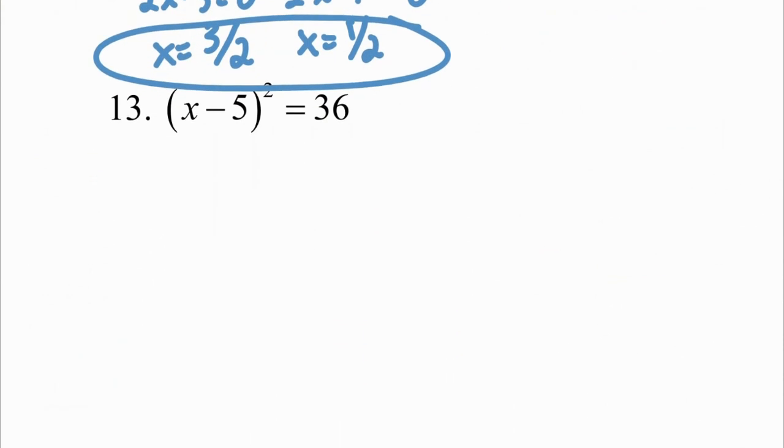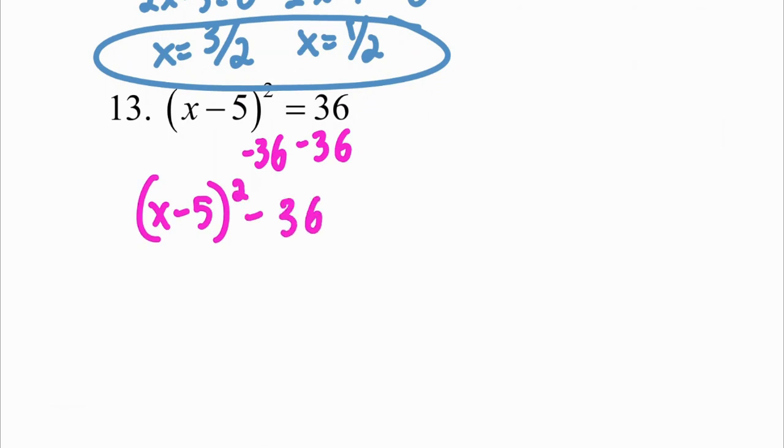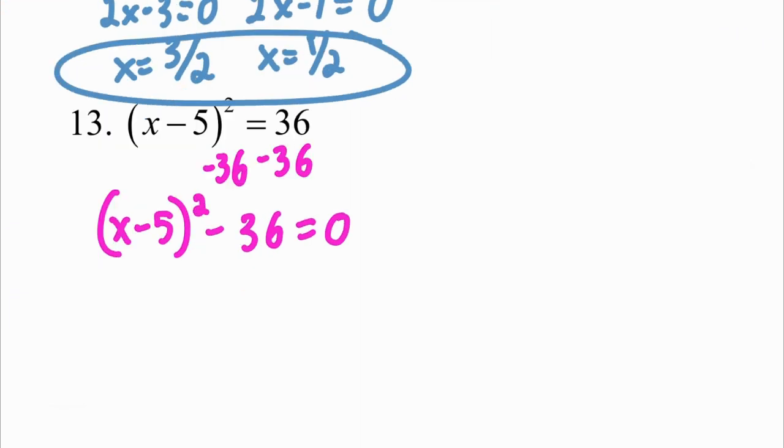Now this one is a little special. So again, we want to start by getting it set equal to 0. So we'll subtract 36. Now, we did this in class as a U. You don't have to do it as a U if you prefer not to. But you can say this may look a little intimidating. So I'll show you it both ways.